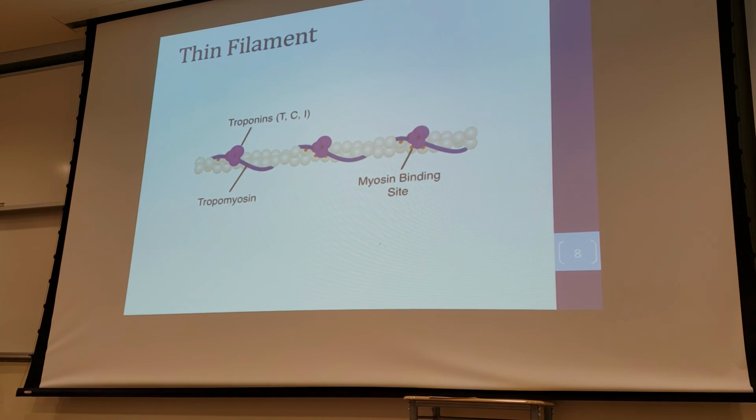And in order for us to have a way to regulate whether or not myosin can bind, that's why we have those troponins. Troponin T interacts with the tropomyosin. Troponin C interacts with calcium, that's why it's called C. And troponin I brings it all together and makes this complex inhibitory unless we have calcium present.